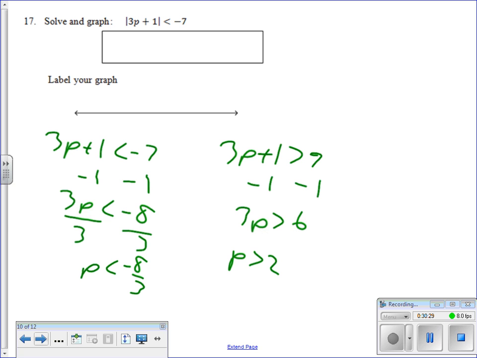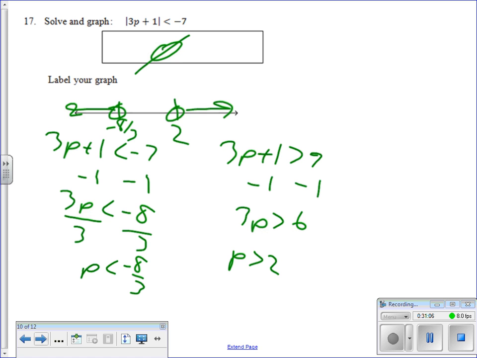Is this an and or an or? This one's an and. So it must be true for both of them. So I have 2, and I have negative 8/3. And I have everything bigger and everything smaller. And means they need to overlap. Do they overlap anywhere? There is no particular solution for this. And if you look at the original problem, it makes perfect sense.